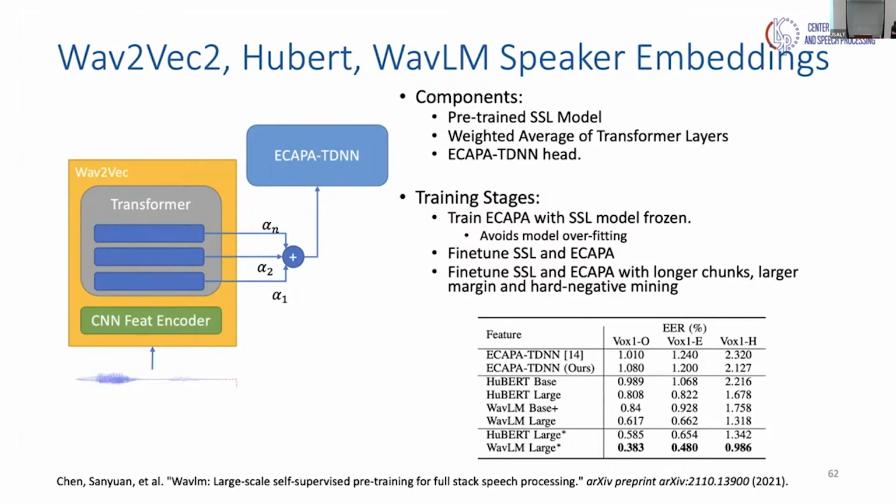You have to do it in several stages to avoid overfitting. First, you keep this model frozen and train the ECAPA-TDNN and the alpha weights. Then you do another step where you fine-tune both the ECAPA-TDNN model and the wav2vec model together. And then you do an extra training step where you use some tricks to make the task more difficult, like increasing the margin, which we will see later, and also some hard negative mining, and then we make the model more robust. And we can see here that WavLM Large can do much better than ECAPA-TDNN, for example.